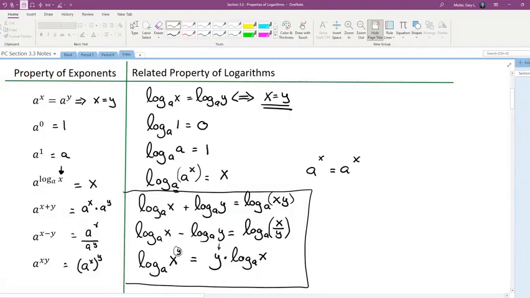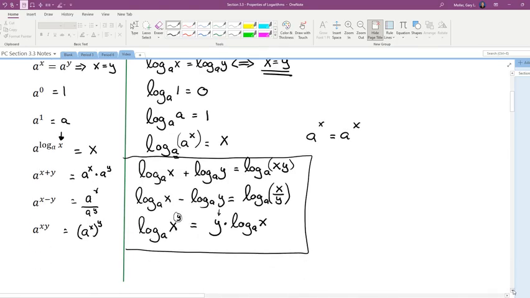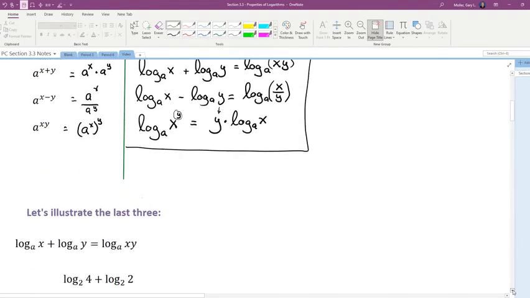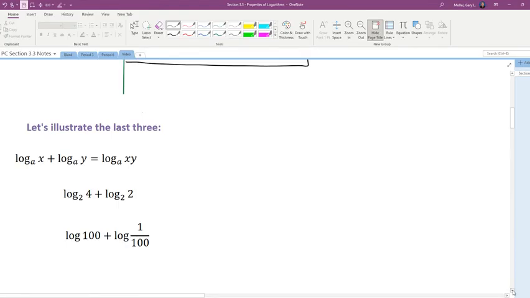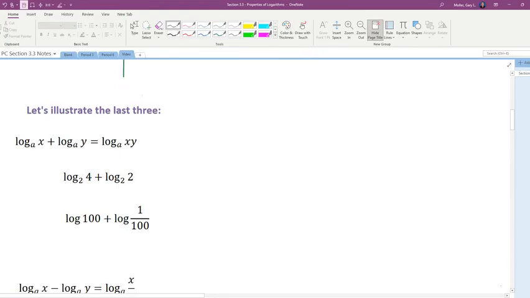And then this one, maybe it doesn't make a direct connection here, but we had a power turned into multiplication. And here we had a power and it turned into multiplication. All right, so by no means is that a proof of anything, but it is sort of a, hey, it's not outlandish that these would be connected. Okay, let's now look at some illustrations of these and see that they do in fact work.